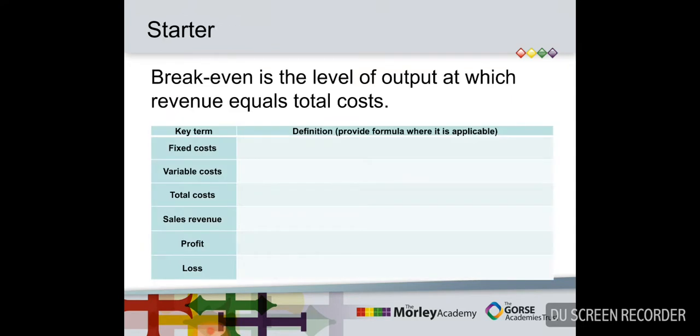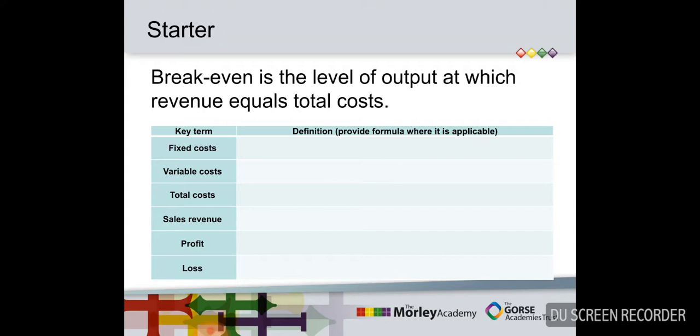Break-even is the level of output at which revenue equals total costs. This is one of the key definitions that you do need to know. Break-even is just when a business is not making a profit and not making a loss. So trying to interpret that and give it this sort of key definition shouldn't be too difficult. As we've used here, we've used the correct business terminology: revenue equals total costs. So just think about that equation and then turn that into a lovely sentence, and you've got 2 marks within the exam.